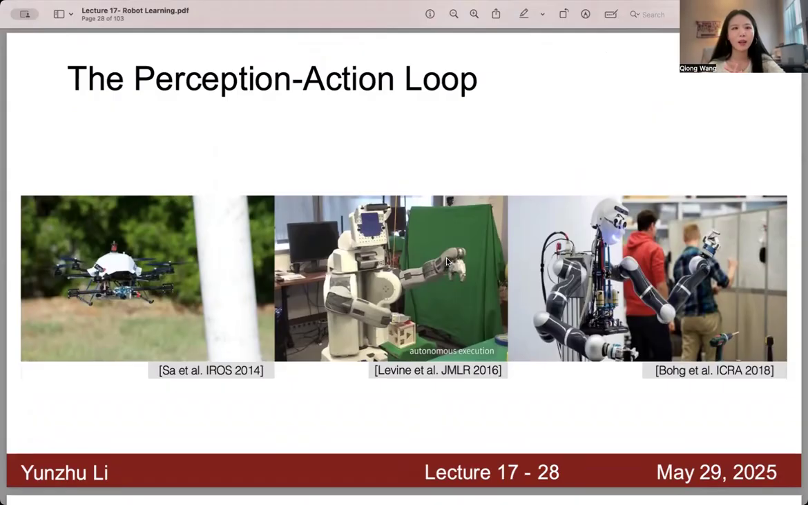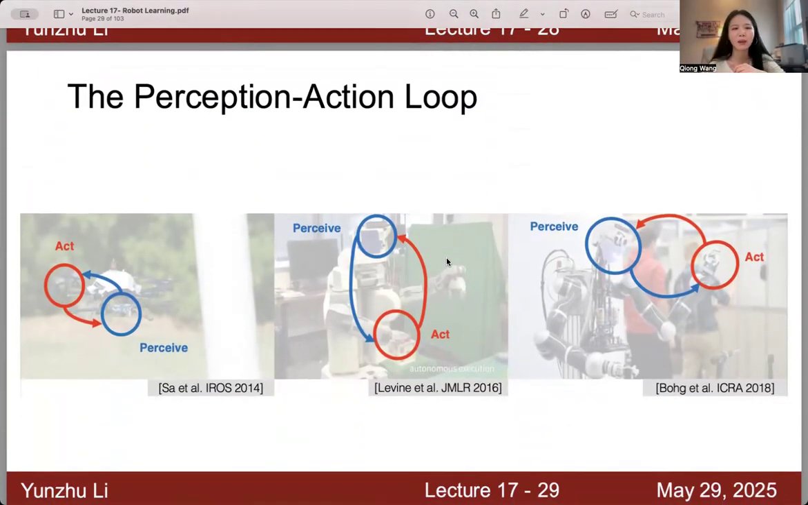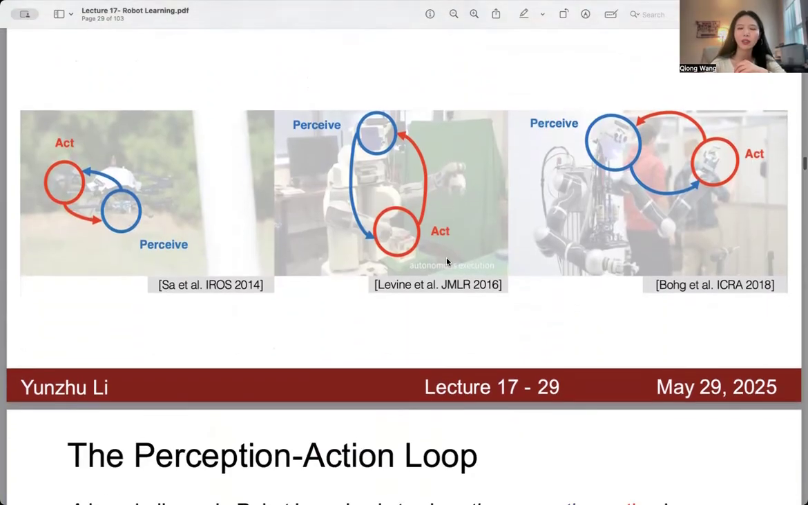This is the perception-action loop. You can see it like this. There's the loop between perception and action.